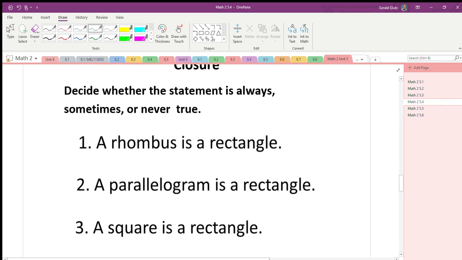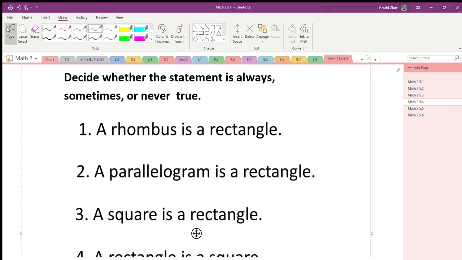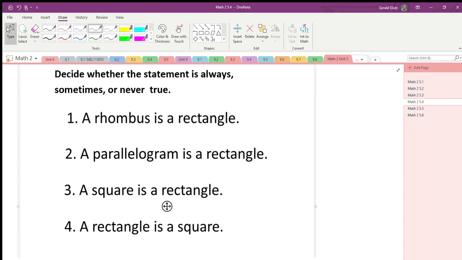Then I just have a little closure quiz activity for you. For each one of these, decide whether the statement is true always, sometimes, or never.